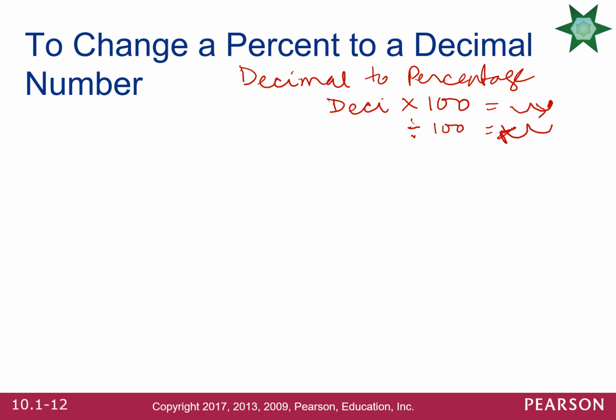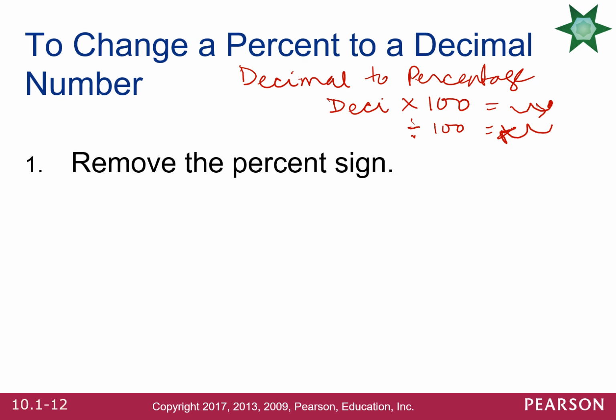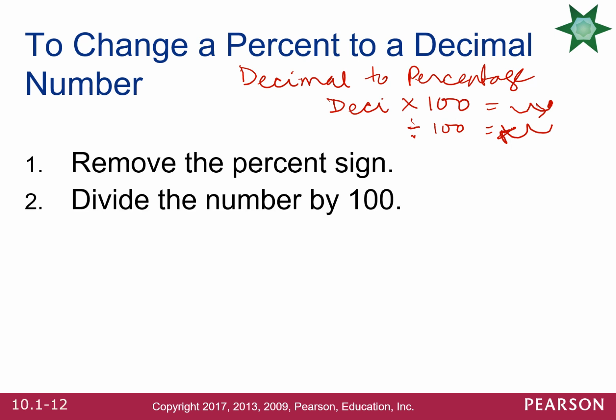All right, so let's go through the steps that are shown on this slide. So first it says remove the percent sign and then divide the number by 100, is what I said here. Divide the number by 100, and that will cause the decimal point to be shifted 2 places to the left.